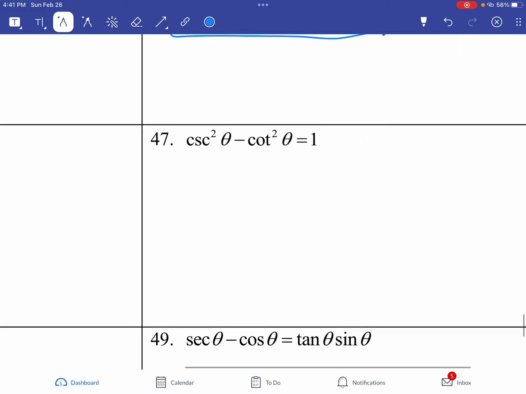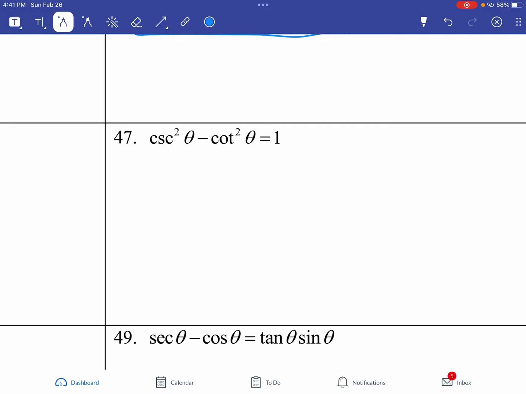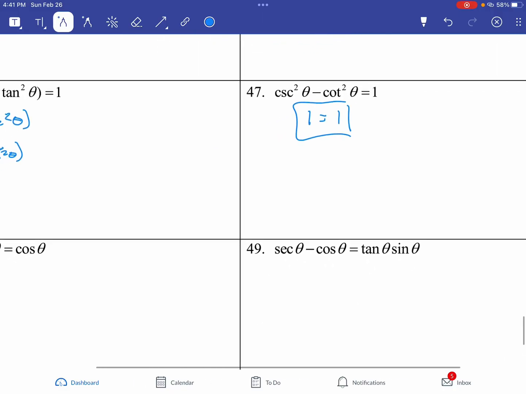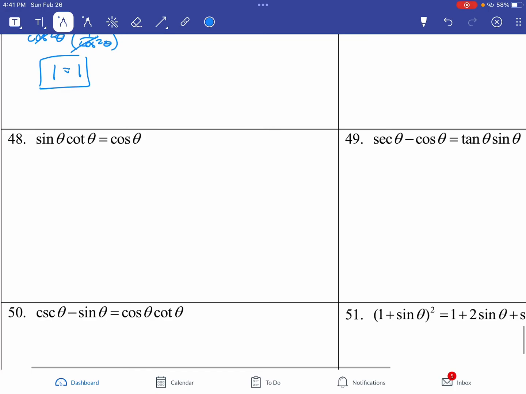Next. Cosecant minus cotangent. Well, that's a Pythagorean identity. So the work is done for you. You just have to rearrange the identity, which I don't need to see. That's kind of not the best question. 4 to go.